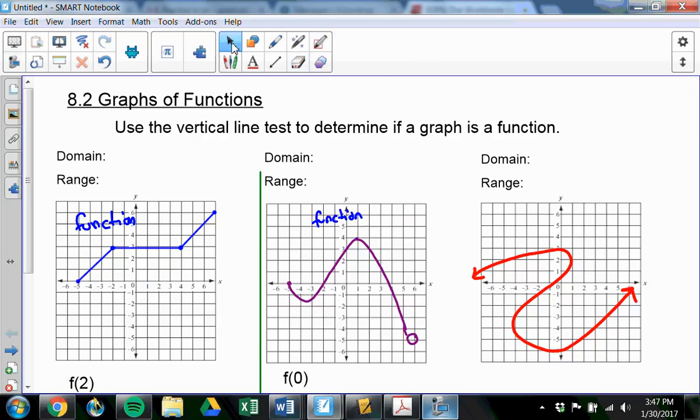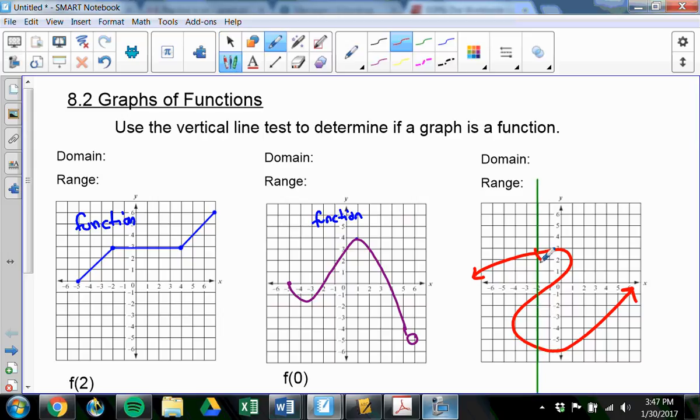If we go to this third graph, it is not passing the vertical line test right here. I hit the graph more than one time. I hit it 1, 2, 3 times. So the vertical line is hitting the graph more than once. That makes it not a function.